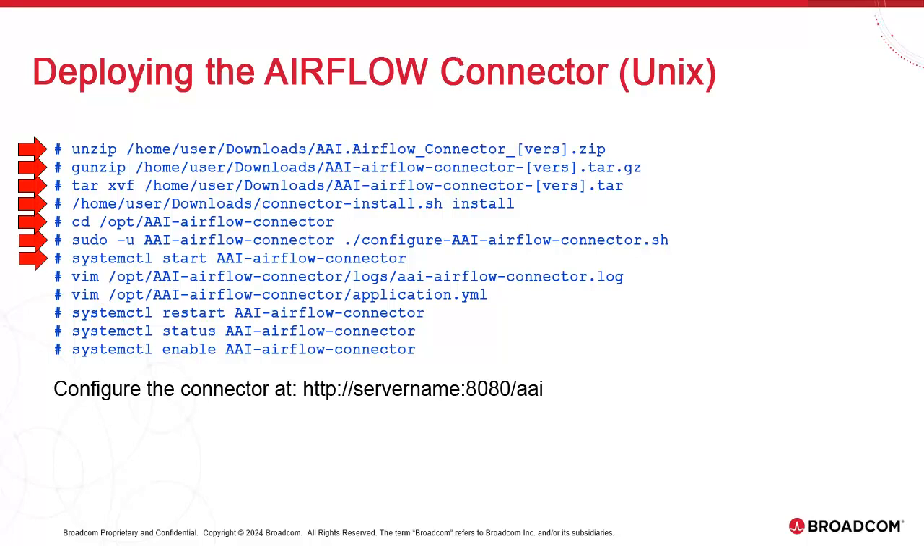Start the service. Check the log for messages. Update application.yaml as needed if the initial configuration was faulty. Restart the service if you have made changes to application.yaml. Check the status of the connector. Enable the service to auto-start at boot. Finally, configure the scheduler connection in the web UI.